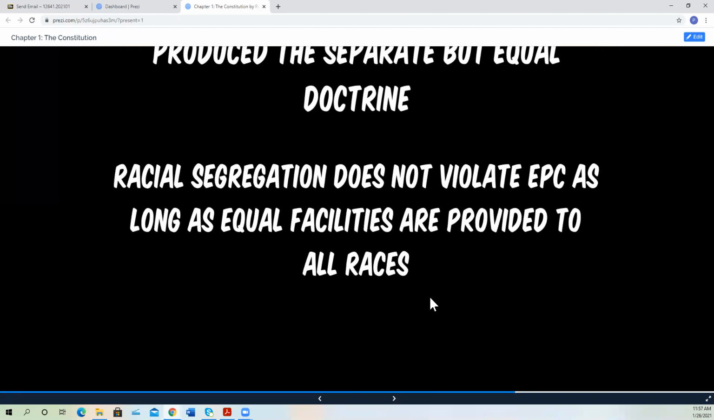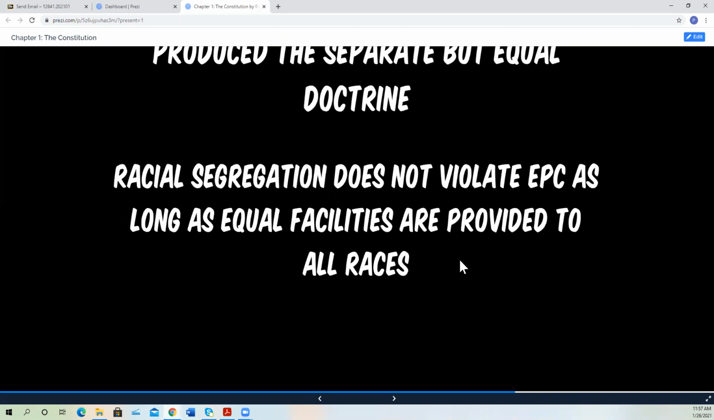And some people challenged that and said, wait a minute, you are treating us differently. You're taking us from where we live and segregating us into a population that we don't want to be. And the Supreme Court at the time, unfortunately, said that doesn't violate the Equal Protection Clause, as long as equal facilities are provided to all races.